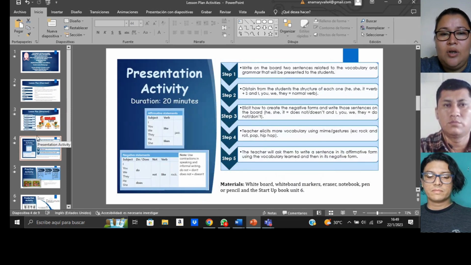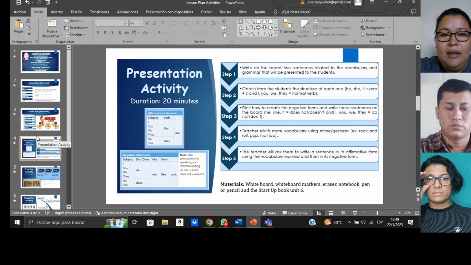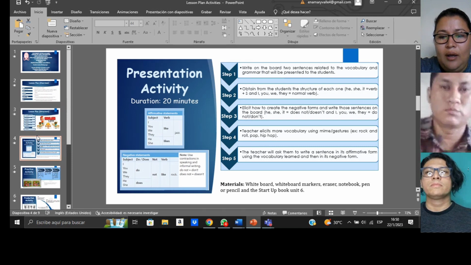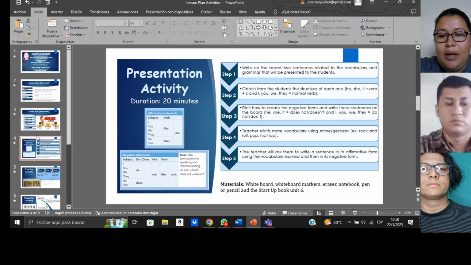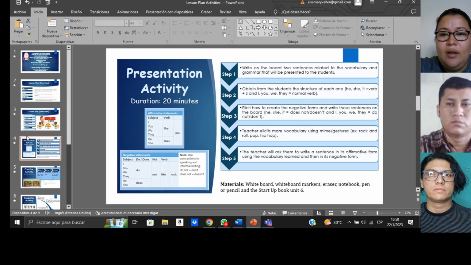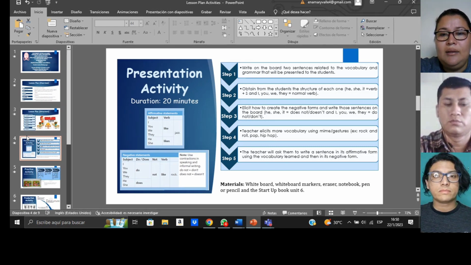And now I'm going to talk about the presentation activity. As I said, the duration is 20 minutes. In this part, the teacher uses a whiteboard, whiteboard marker, eraser, a notebook, pen or pencil, and the book Start Up Unit 6. In step 1, the teacher writes on the whiteboard two sentences related to the vocabulary and grammar that will be presented to the students.